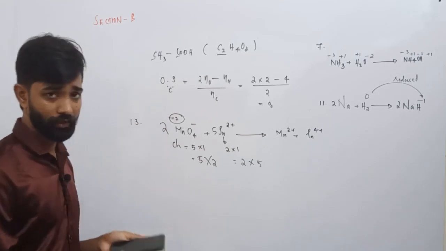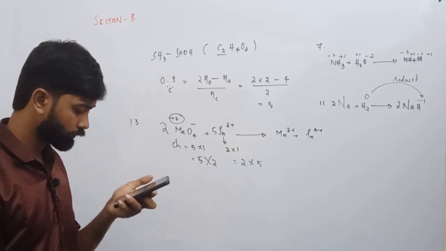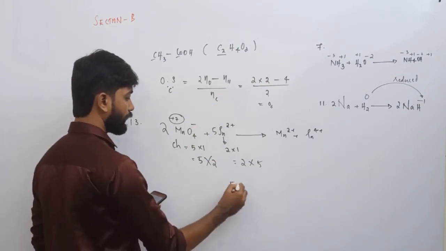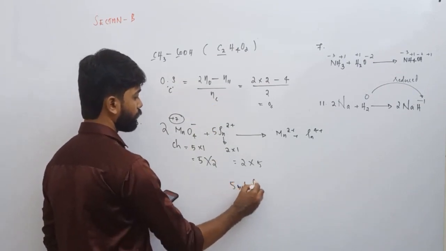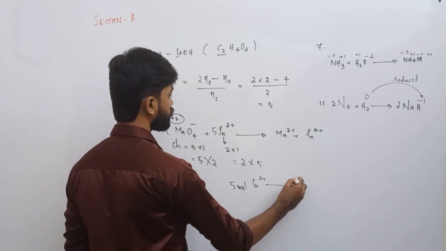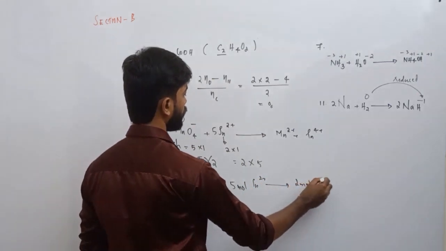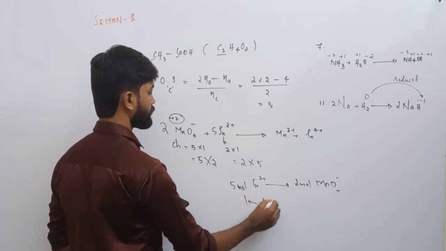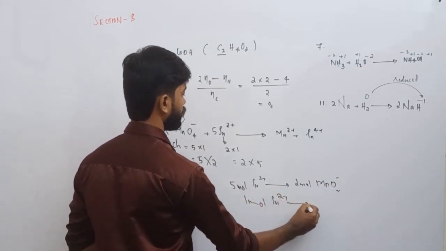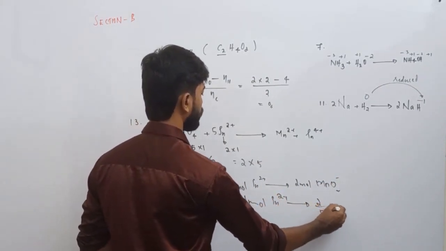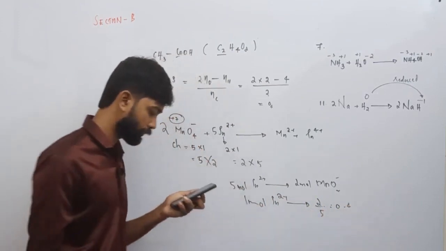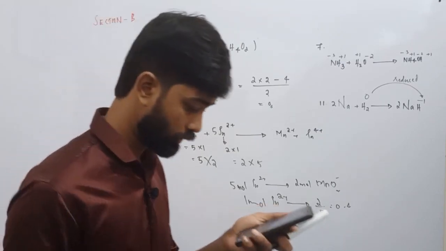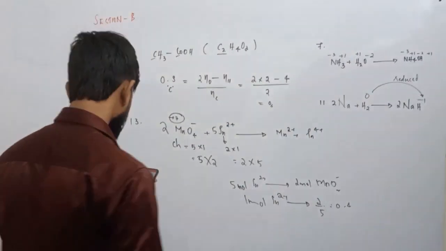This was already discussed in the previous question, right? How many moles of KMnO4 are required for 1 mole of Sn2+? So it is clear that 5 moles of Sn2+ require 2 moles of MnO4 minus. Therefore 1 mole of Sn2+ requires 2 by 5, that means 0.4 mole. Or simply 2 by 5. 2 by 5 is in the choice, so you can choose the choice as 2.